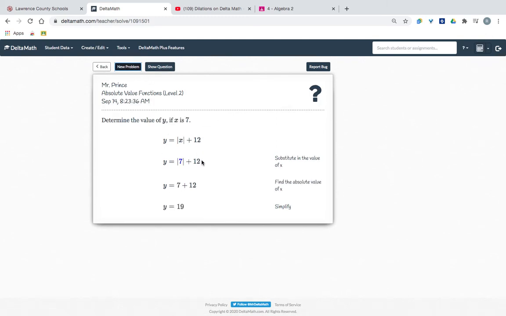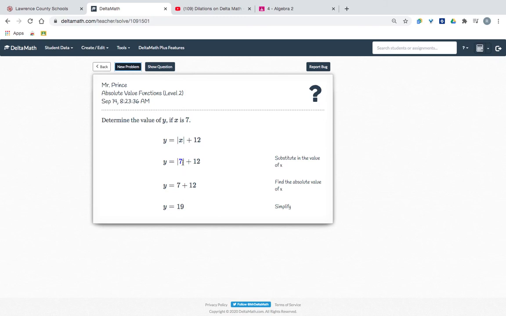Not really much to it, guys. The main thing I wanted to do this little short video for was being able to understand what's going on over here and notice that it's giving you explanation. Plug a 7 in because x is 7. Plug the 7 in. Take the absolute value of the 7, then add the 12, and you get 19.